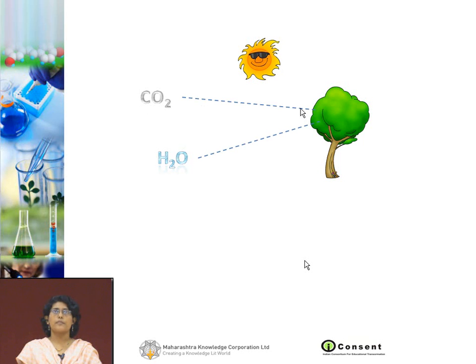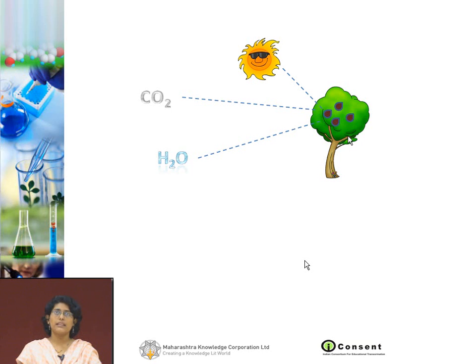Carbon dioxide is absorbed from the atmosphere by the green parts of the plants. Sunlight, that is light waves from the sun, is absorbed by the plants, and the reaction takes place in the green parts of the plant and the food is prepared. And how do we say that the plant has produced the food? The plants produce fruits.